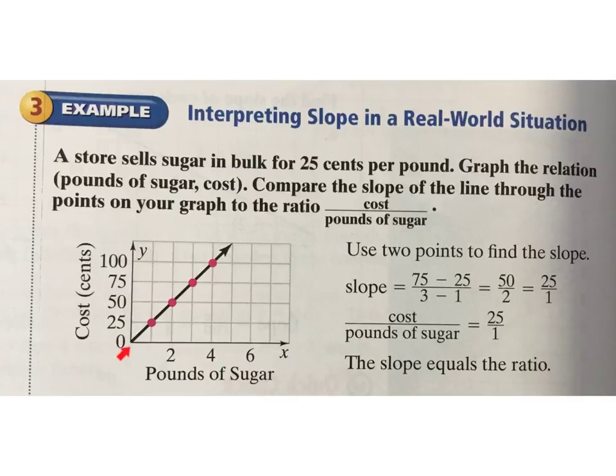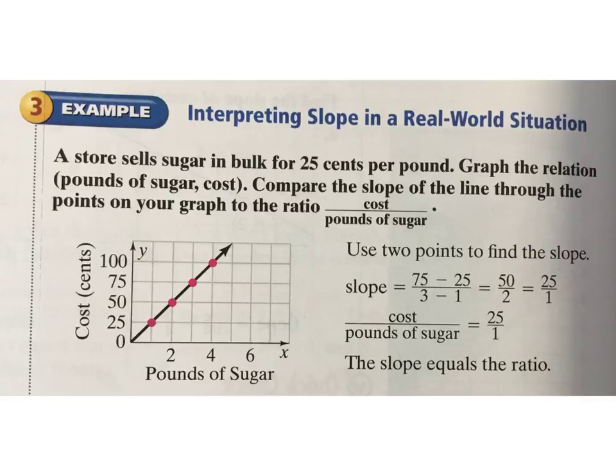So, obviously, if you buy 0 pounds of sugar, you spend $0. 1 pound of sugar, 25 cents. 2 pounds of sugar, 50 cents. 3 pounds of sugar, 75 cents. 4 pounds of sugar, $1, 100 cents, right? It's funny to think about it that way, 100 cents. But anyway, so use 2 points, right, to graph.